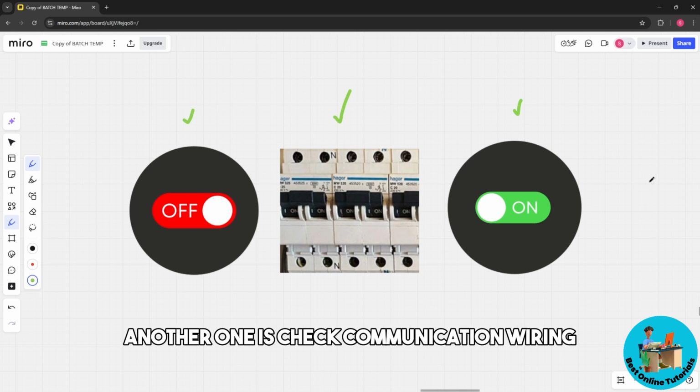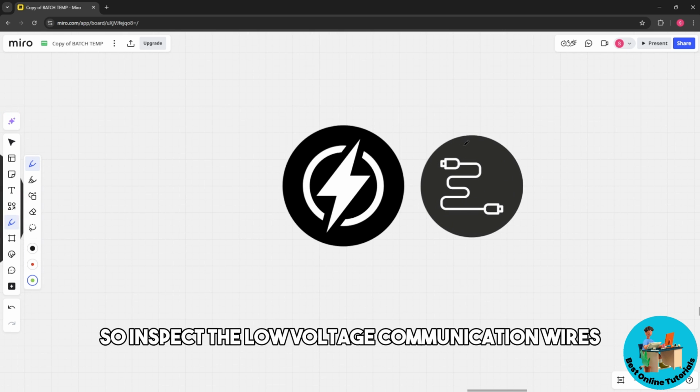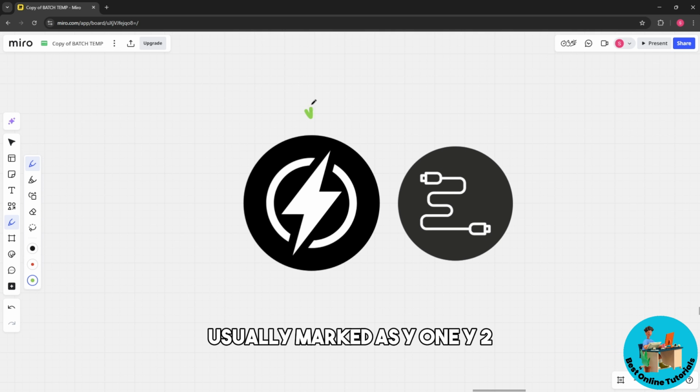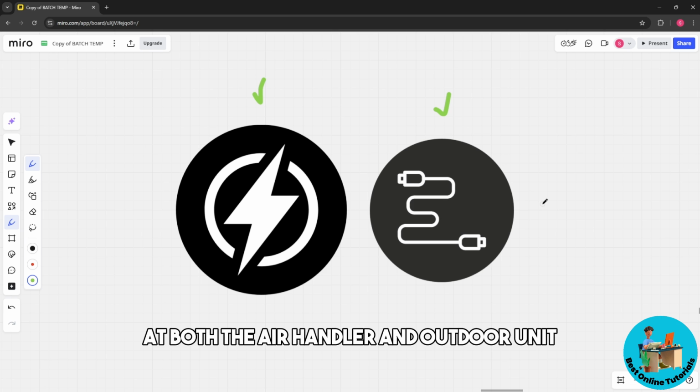Another one is check communication wiring. So inspect the low voltage communication wires, usually marked as Y1, Y2, COM, and look for loose, cut, or corroded wires at both the air handler and outdoor unit.